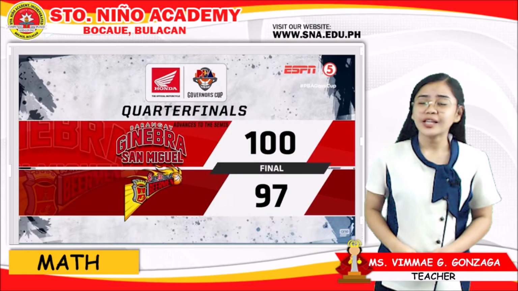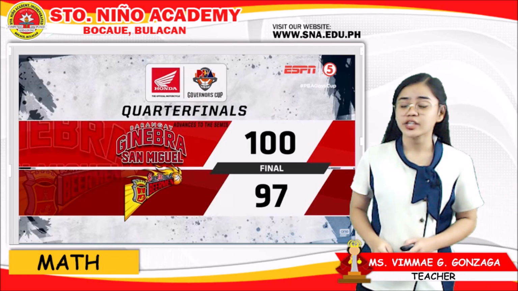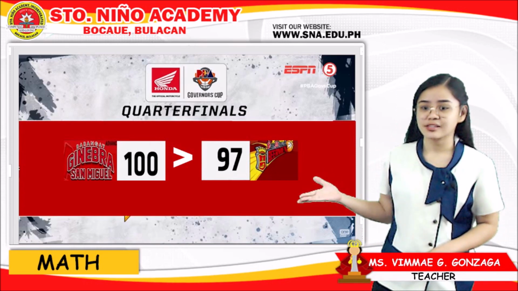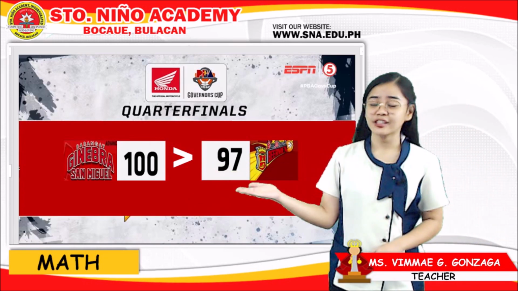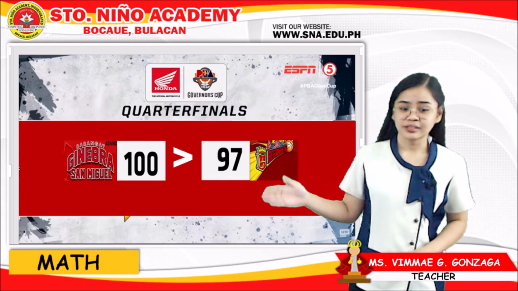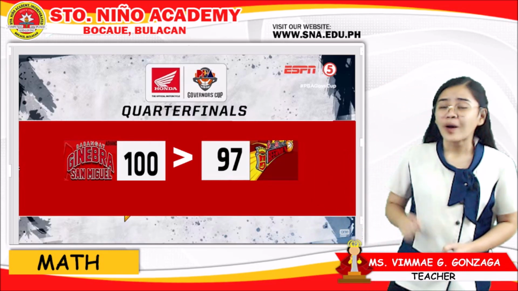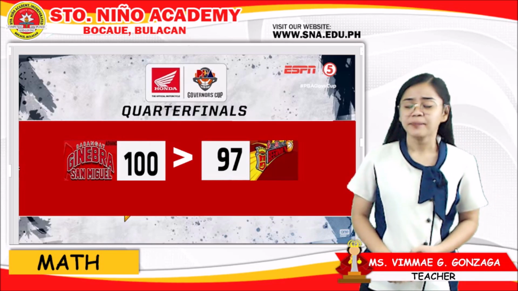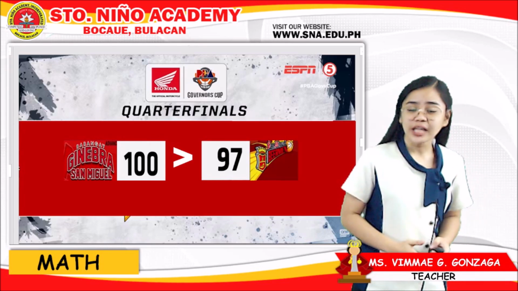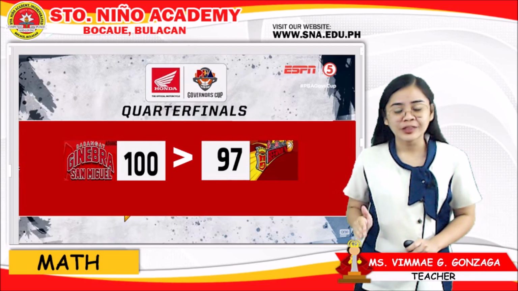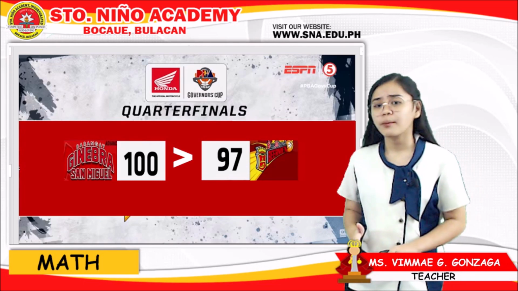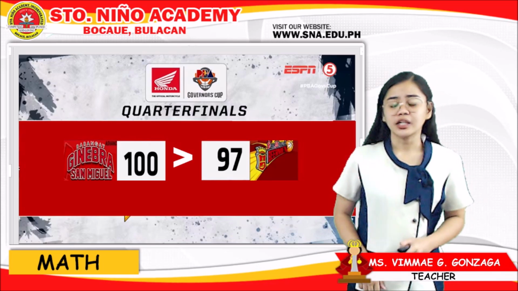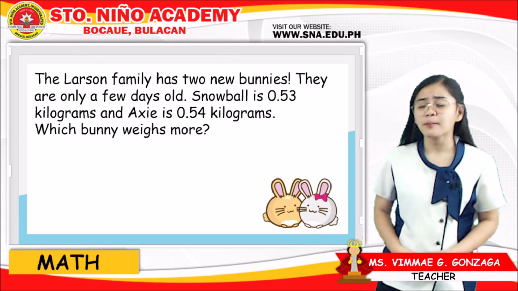We all know that 100 is greater than 97. Or we can write this. 100 is greater than 97. But what if there is a decimal number? How are we going to identify if the number is greater than or less than? So next we are going to talk about comparing and ordering decimal numbers. So I have here a sample problem.